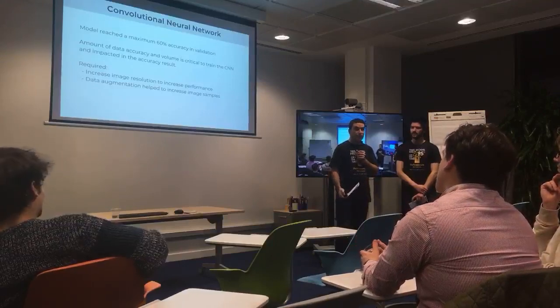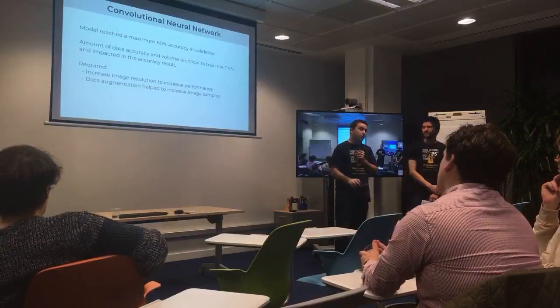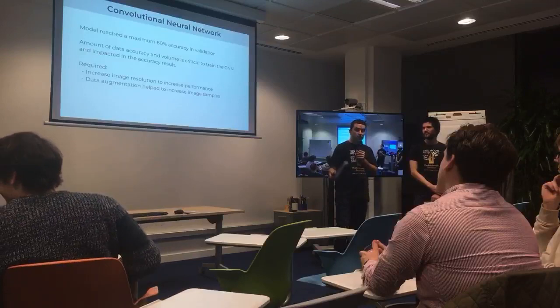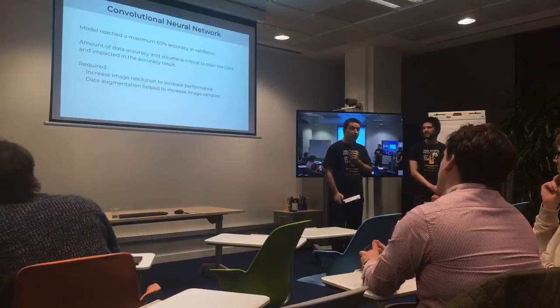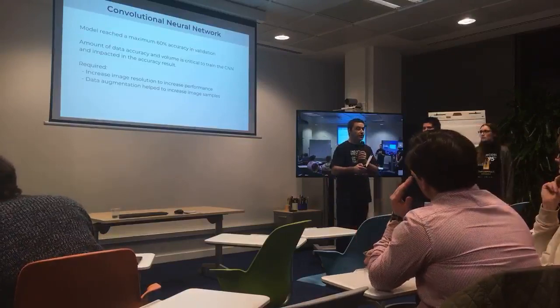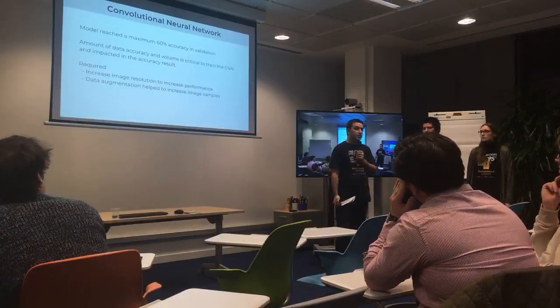And as a requirement, as I said, we had to increase the image resolution. Initially we thought of low resolution images, but it was impossible to recognize the city. With the higher resolution, it was able to recognize the city and the streets, and it was easier for the neural network to identify the different roads and the density.